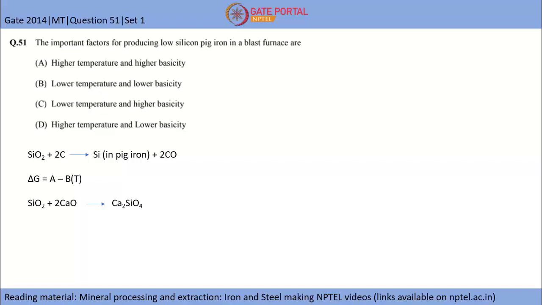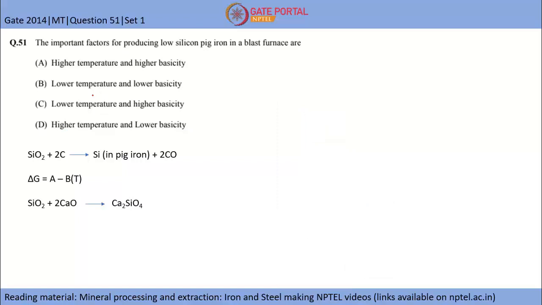And if you consider the second reaction, where silica reacts with lime, as you know, it's very highly basic. So if these two react, it will give rise to Ca2SiO4. So rather than this silicon going inside the pig iron, it will form a certain compound which is basically Ca2SiO4, and it will join the slag. Hence you will have less silicon in your pig iron. Hence the correct option is option C.